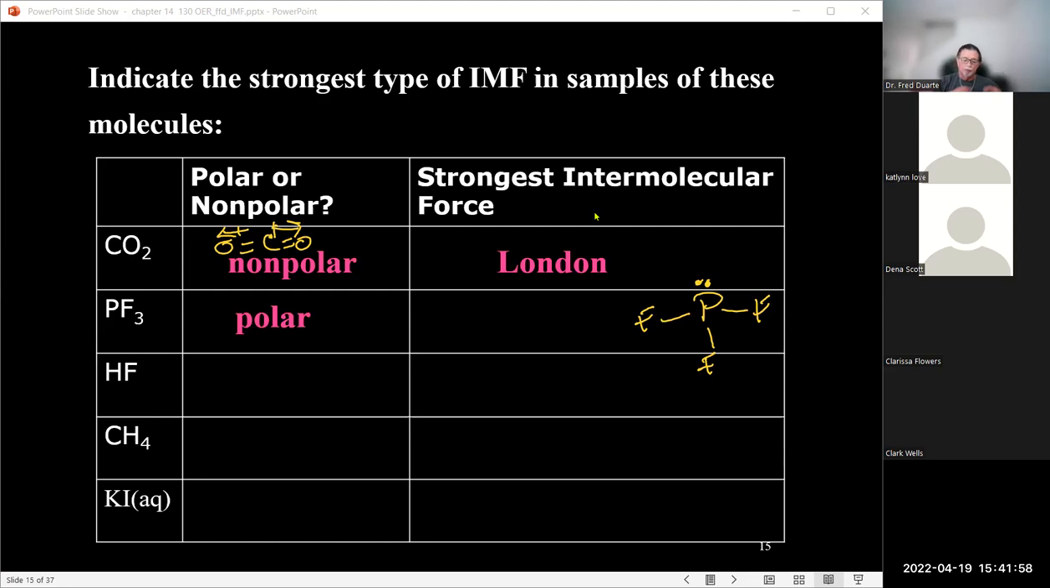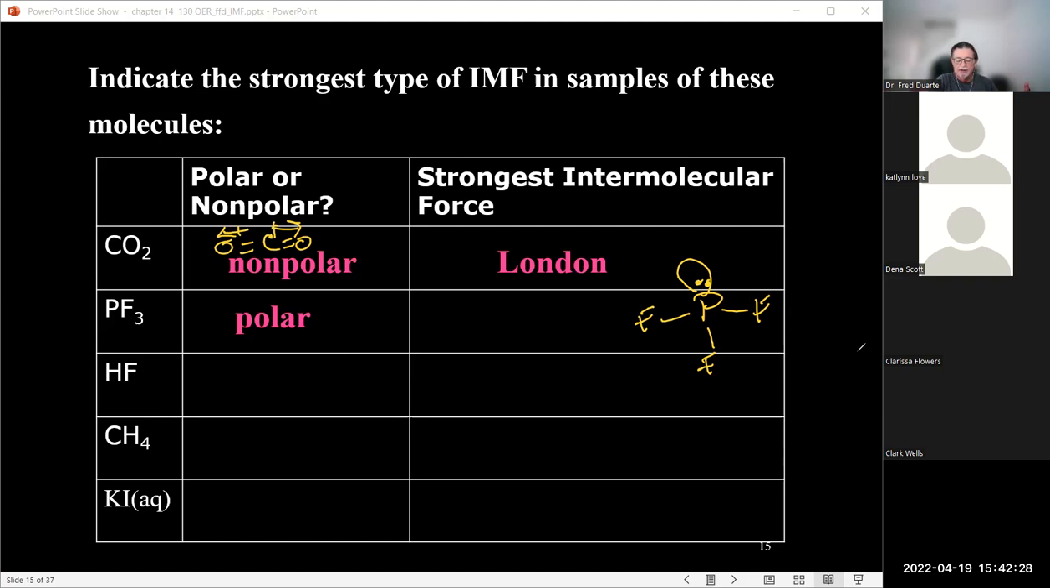Now, we may think that based on the geometry here, we would have a tetrahedral geometry, but we don't, because we have three polar bonds. And because the lone pair takes up a lot of space, those polar bonds are kind of squished in, so they're not really canceling each other out. They're kind of squished in at an angle, resulting in a net polar molecule.